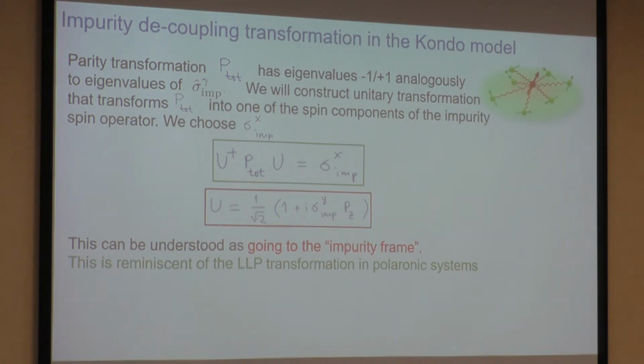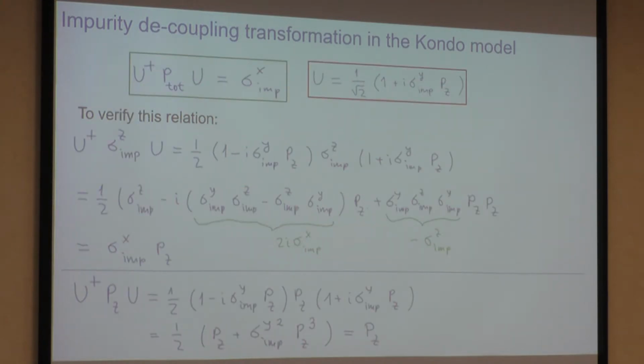So this can also be, as we said, sort of going to the impurity frame, going into a frame rotating with the impurity spin. OK, so let me just demonstrate that if we take this total parity operator and apply this unitary transformation, we will get exactly the x component of the impurity. I'll take you through some of the key steps. It's a matter of very simple algebra.